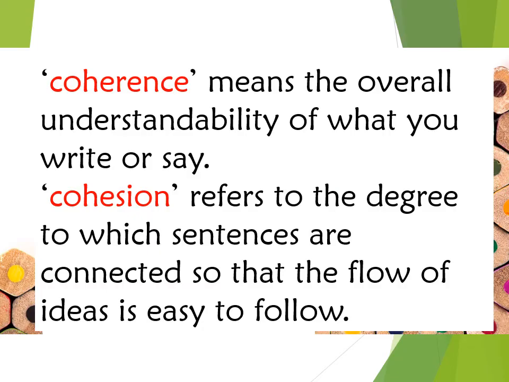Now we go to, I think this is the last one. The last property, it's a pair. We call it coherence and cohesion. Question is, what's the difference between coherence and cohesion? Cohesion means the overall understandability of what you write or say. Cohesion refers to the degree to which sentences are connected so that the flow of ideas is easy to follow. This is how I want you to understand it.